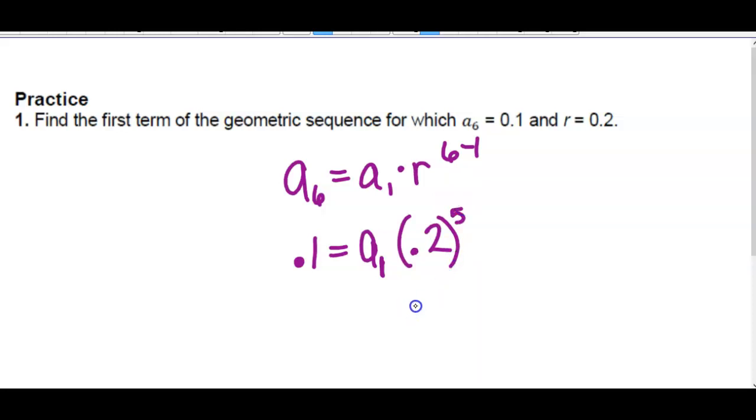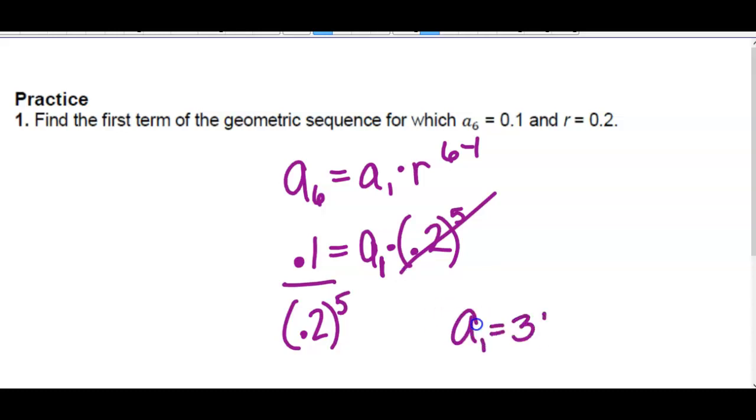Now these are incredibly little numbers we're working with here, but to get rid of times, we're going to divide. So I'm going to divide this over to the other side. 0.1 divided by 0.2 to the fifth power comes out not so little. 312.5 was the first term.